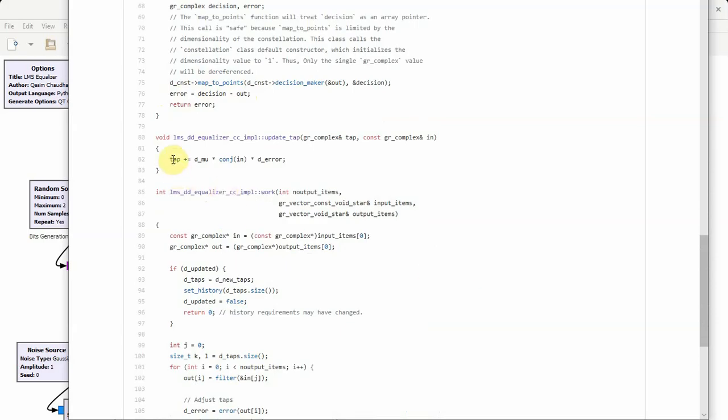And the taps are updated in the update taps function. The new tap equals the previous tap plus mu, which is the equalizer gain, multiplied by the error times the input conjugate. So this is exactly what we discussed in the equation of the lecture. Once we go through this procedure, not only can the equalizer overcome difficult channels, but it can also track slowly changing channels because of the updates happening adaptively in this manner.